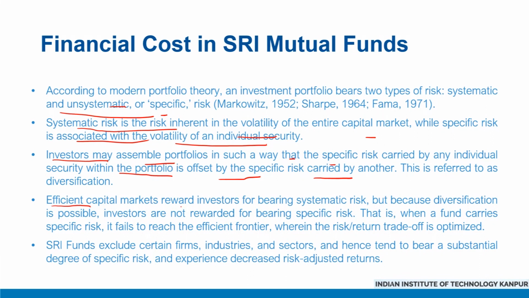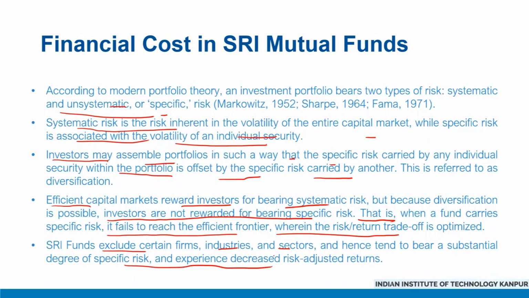Efficient capital markets reward investors for bearing systematic risk, but because diversification is possible, investors are not rewarded for bearing specific risk. That is, when a fund carries a specific risk, it fails to reach the efficient frontier wherein the risk-return trade-off is optimized. Now, SRI funds exclude certain firms, industries, and sectors, and hence tend to bear a substantial degree of specific risk and hence decrease risk-adjusted return. This is precisely so because their universe of stocks is limited, because they have to find specific stocks with socially responsible characteristics.